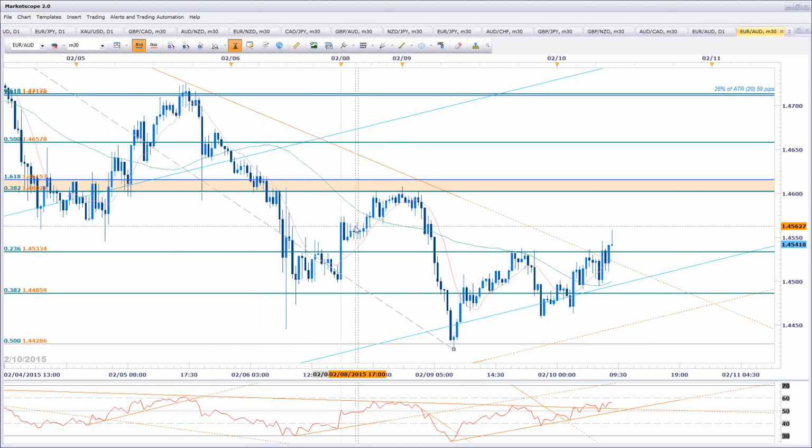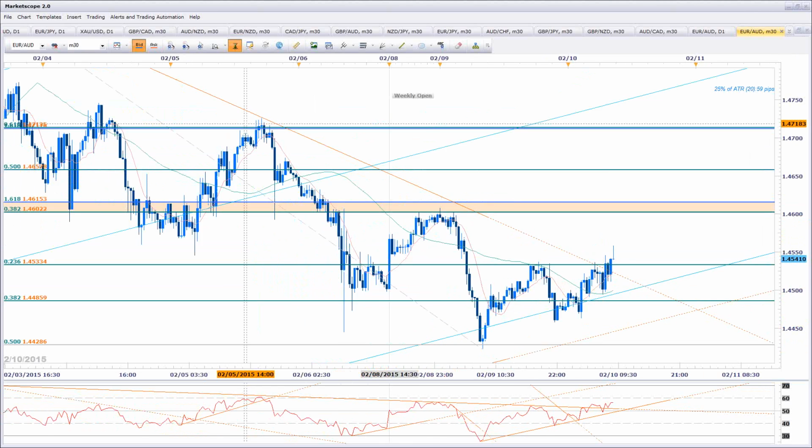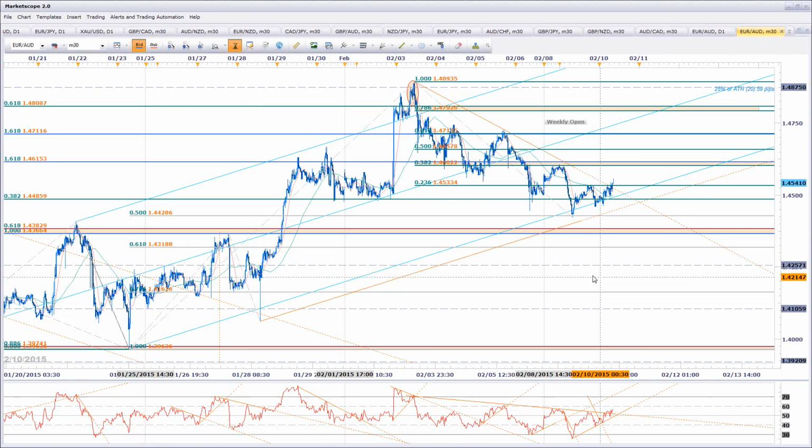On the initial open, remember that we gapped higher, and I noted this in the report that we would need to move into 45 just to fill that gap. So we overshot it. Again, if I zoom this out for your consideration here, just a quick look.